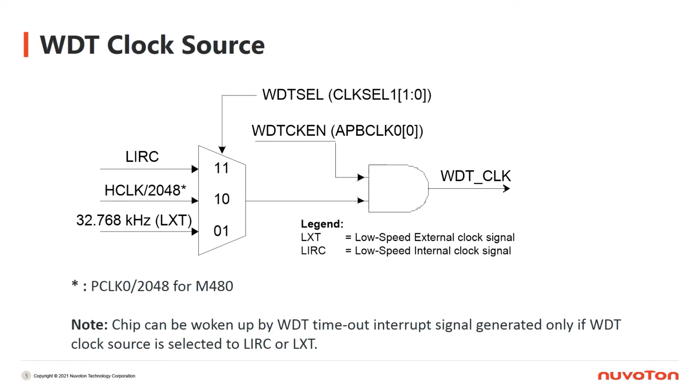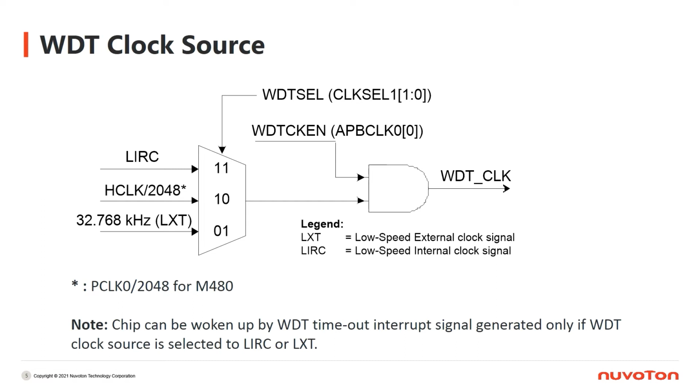Here is the clock source of WDT. You can choose either LIRC, HCLK divided by 2048, or LXT as the clock source of WDT. The register WDT_SEL is used to choose the clock source. The value you write into WDT_SEL specifies the clock source you choose. Besides, the register WDT_CKEN is used to disable or enable WDT clock. Therefore, to get a WDT clock to work, you have to choose the clock source and enable the clock.